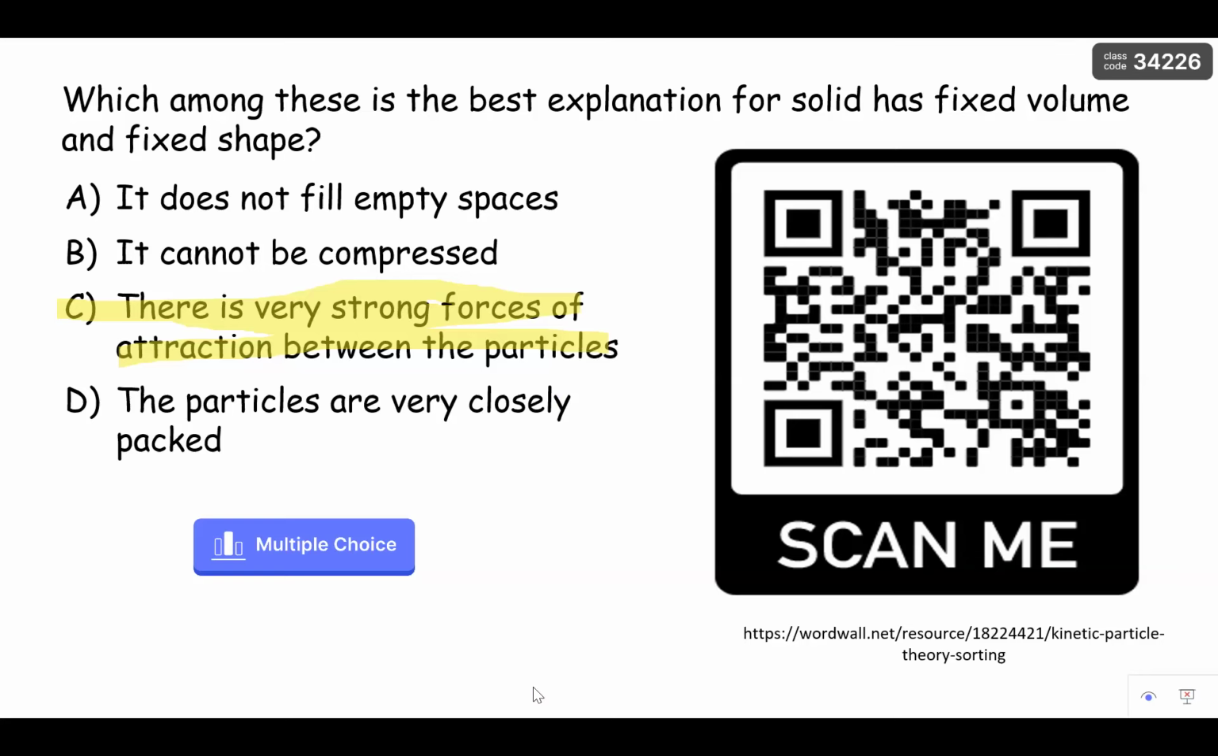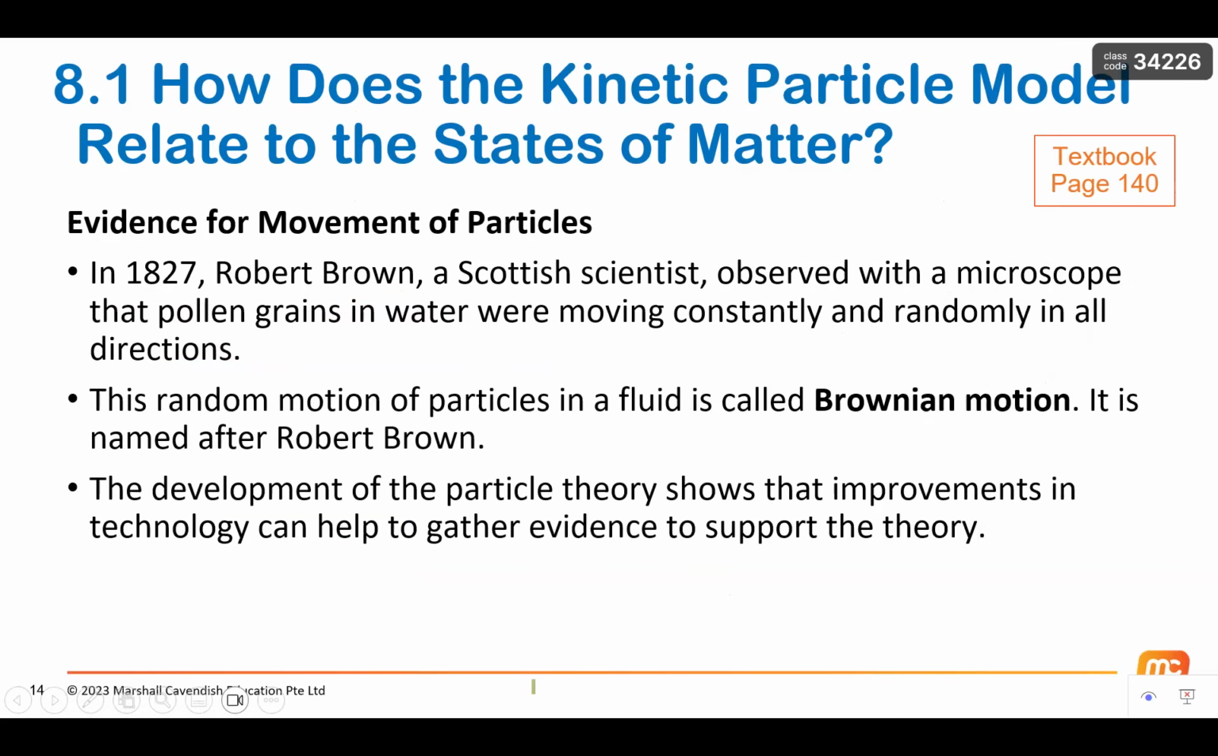Okay, let's move on. Next, we'll move on into what we call Brownian motion. In 1827, there was a scientist called Robert Brown. He started to observe under a microscope that pollen grains, when suspended in water, are always in constant and random motion. He started to analyze a lot of things, and he was the one who discovered what we call Brownian motion nowadays. So let's go in depth into what Brownian motion is.